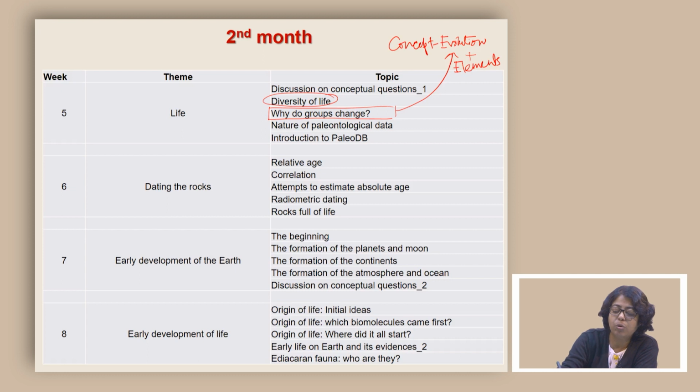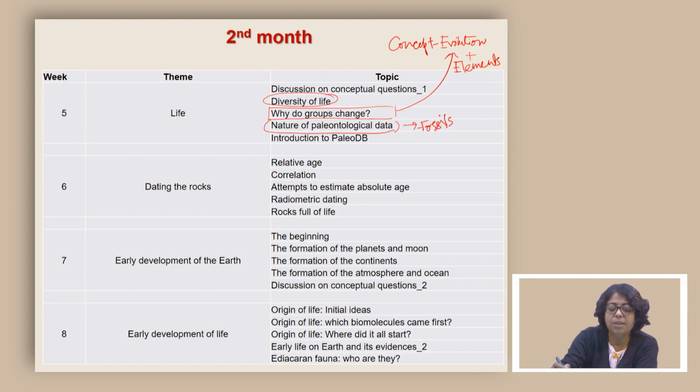Finally, we will also talk about how the record of life looks like. So, in other words, we are going to talk a bit about fossils. What are the different types of fossils and how do we recognize a particular fossil? Where were they formed? How did they form? So, these would be part of this lecture.